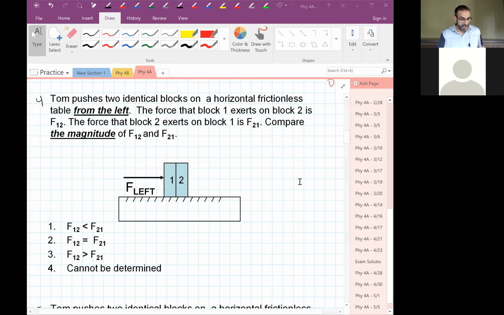Tom pushes two identical blocks on a horizontal frictionless table from the left. The force that block 1 exerts on block 2 is F12. The force that block 2 exerts on block 1 is F21. Compare the magnitudes of those two forces.